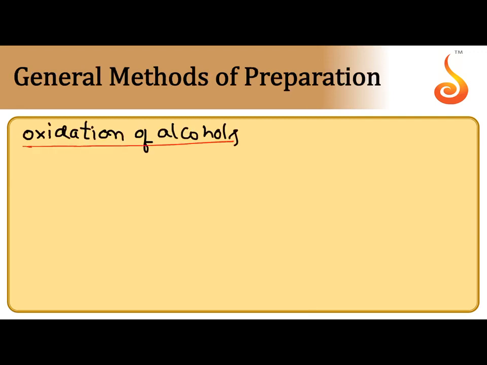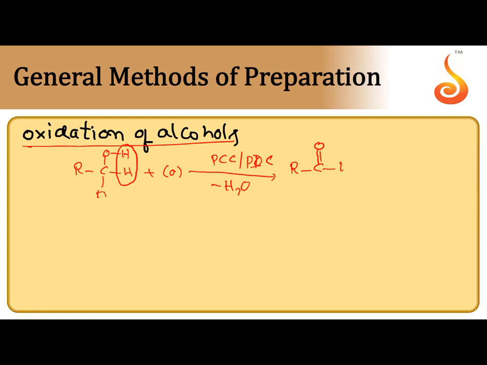Next, coming to the methods of preparation: oxidation of alcohols. When a primary alcohol is subjected to oxidation by certain oxidizing agents, say PCC or PDC, these are mild oxidizing agents, one hydrogen from oxygen and one hydrogen from carbon are both removed in the form of H2O. So removal of hydrogen or addition of oxygen is called oxidation. Between C and O, a double bond is created. This is an aldehyde.